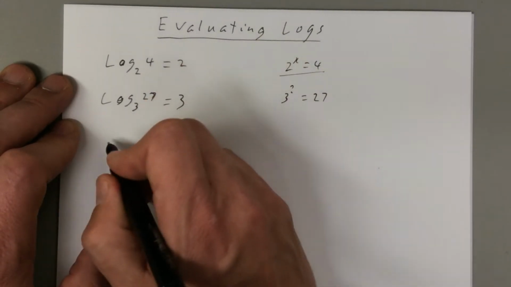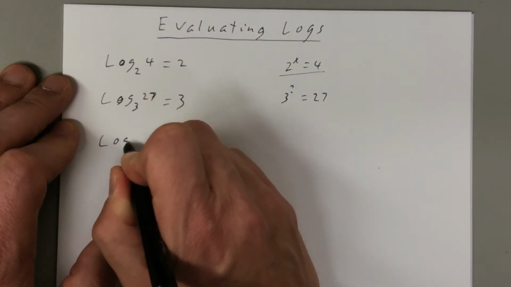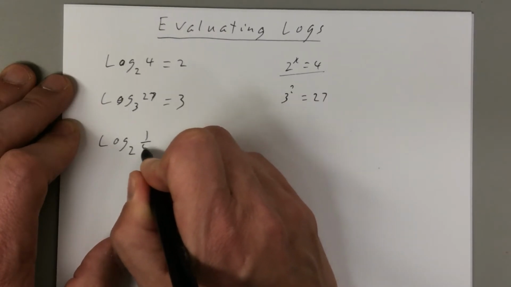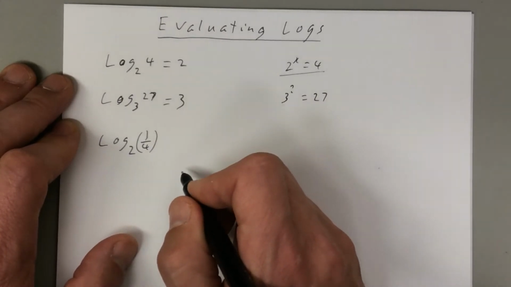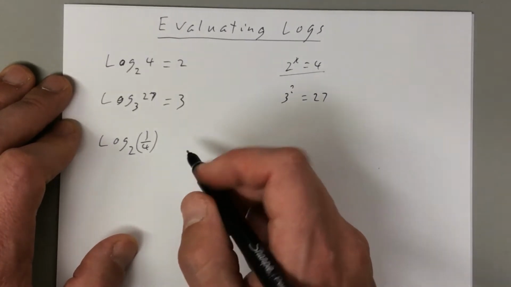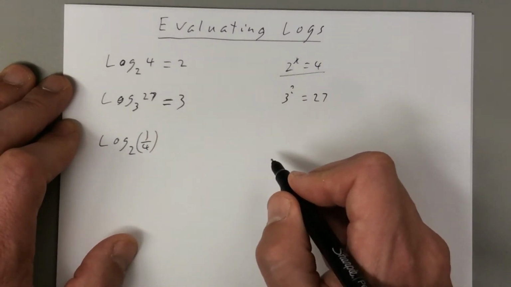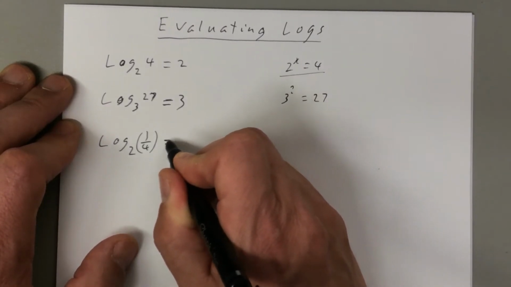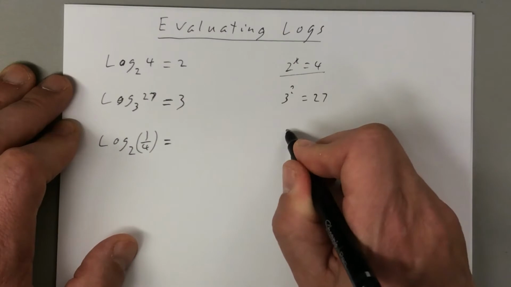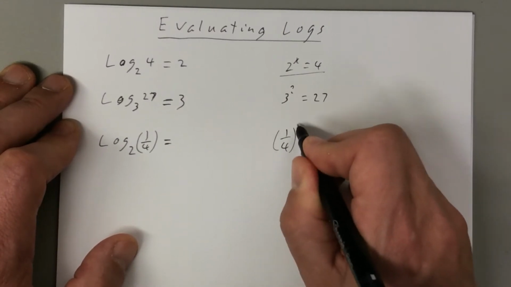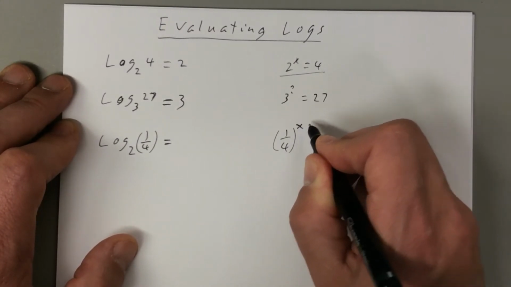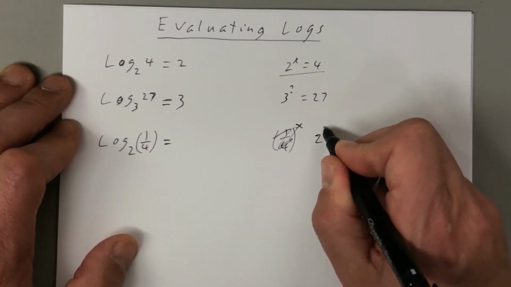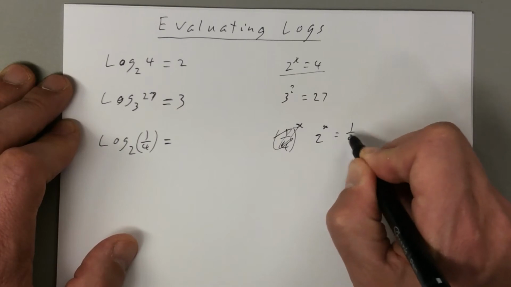So log base 2 of 1/4. Now you're taking logs of fractions, which you can do. You can't take the log of a negative. If we think of the graph, there is nothing on the negative side. So this one here, sorry, 2 to the what equals 1/4? 2 to the what equals 1/4?